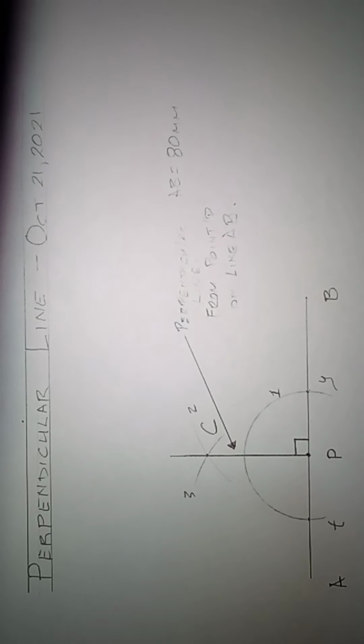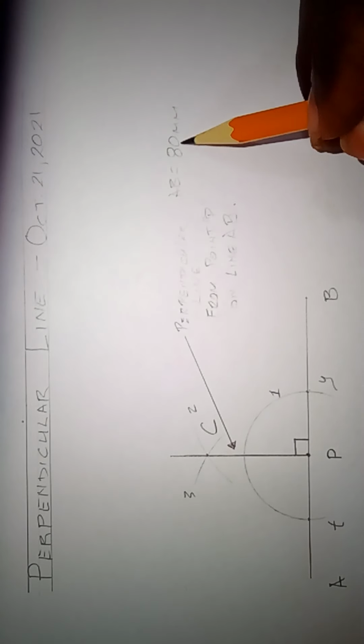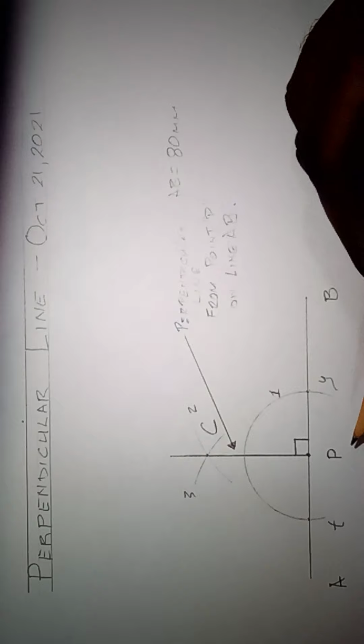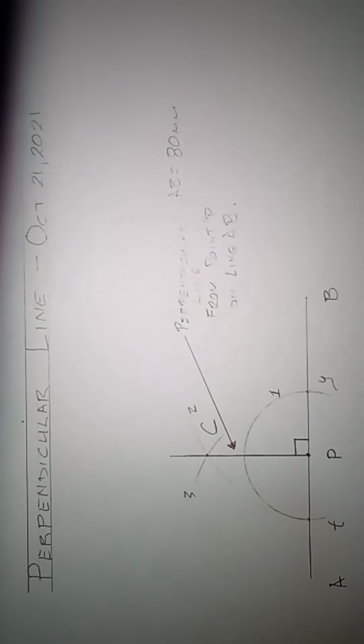Okay, dear friends, that is for this one, constructing a perpendicular line from a point on a given line. Remember, the given line is AB, which is 80 millimeters, and we now have constructed the line PC, which meets line AB at 90 degrees. And so this is where this concept ends.